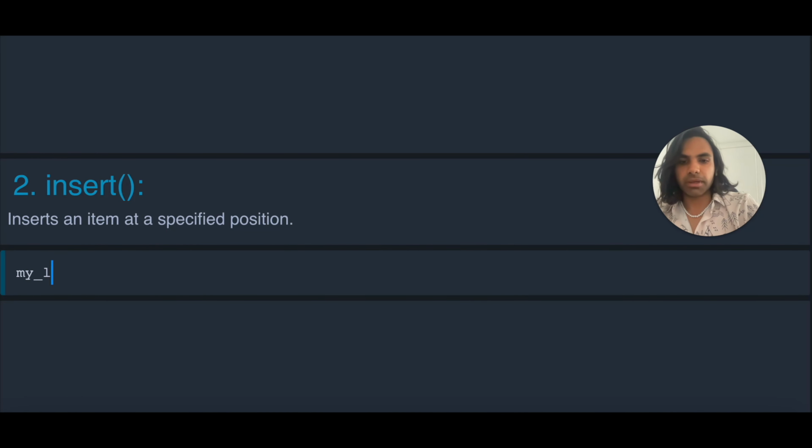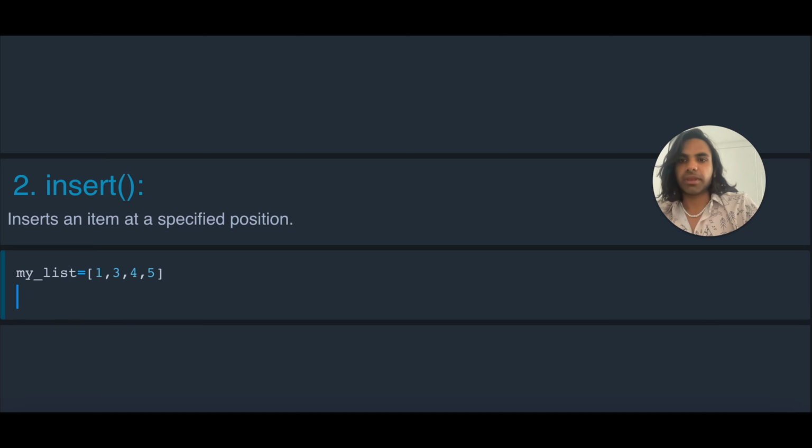Again, I'm going to say my list, and in this list the elements are 1, 3, 4, and 5. So there are 4 elements, and just looking at it, I can see 2 is missing. If I want to add 2 at the index 1, what would happen? The elements 3, 4, and 5 would shift to the next position. Let's see how that happens.